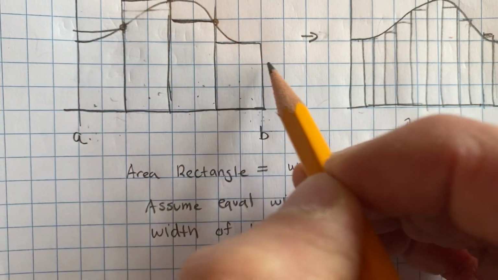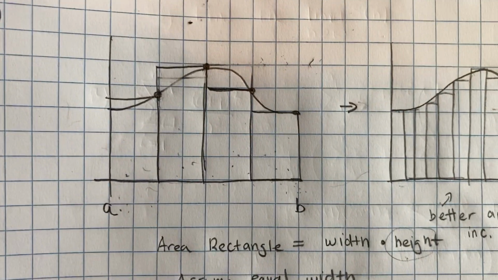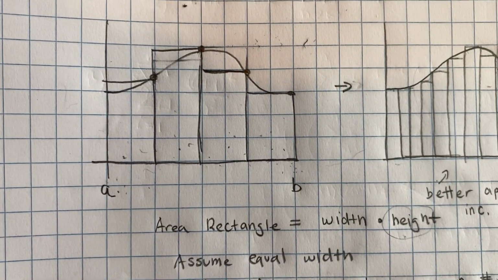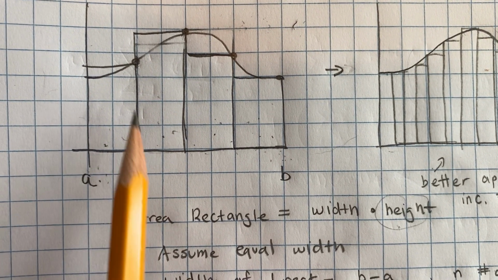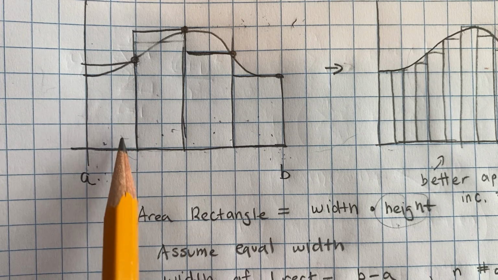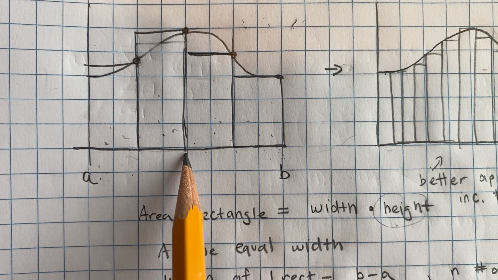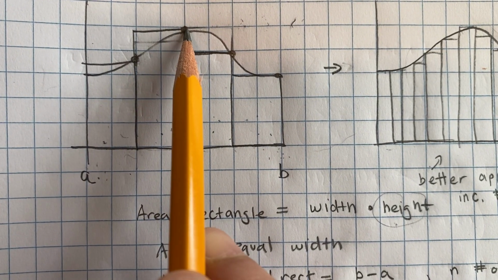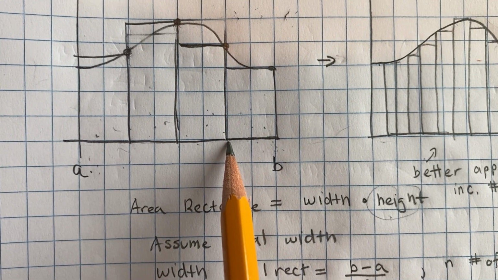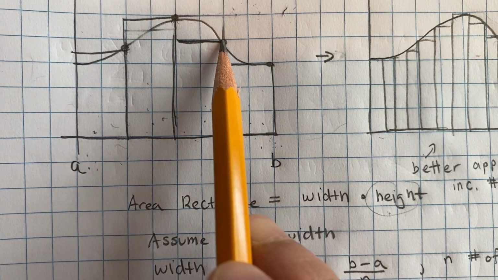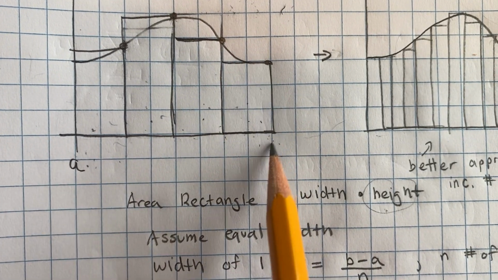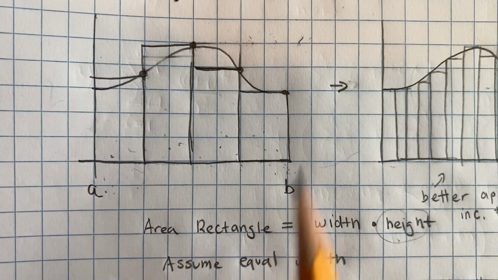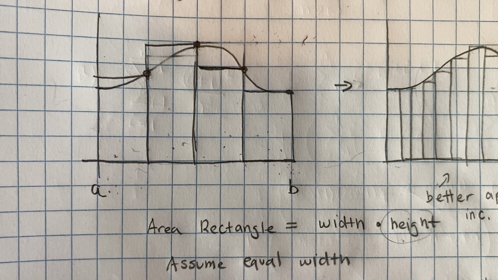There we go. Okay, so basically, if I know whatever this x value is, I could just plug it into the function. That will give me the height of this rectangle. If I know this x value, I'll plug it into the function. That'll give me the height of this rectangle, and so forth, right? If I know this x value, which I do, I'll plug it into the function. So how do I write that?